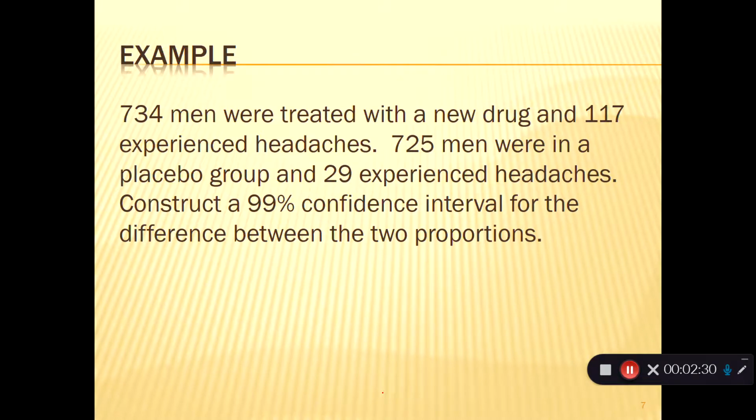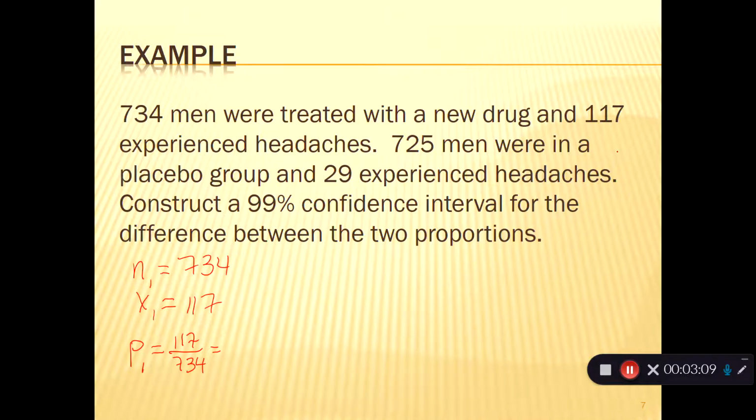Okay, so let's look at an example where we build a confidence interval. Suppose that 734 men were treated with a new drug and 117 experienced headaches. Notice that from that sentence, my N1, the number in the first sample, is 734, and the number of successes would be the number of people that got headaches, so 117. Then the P1 would be 117 over 734. I'll let my calculator do that proportion for me in a moment.